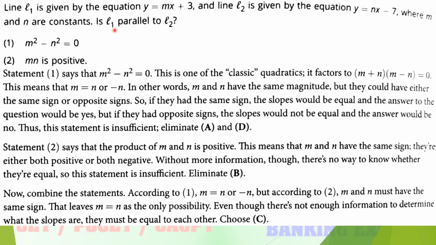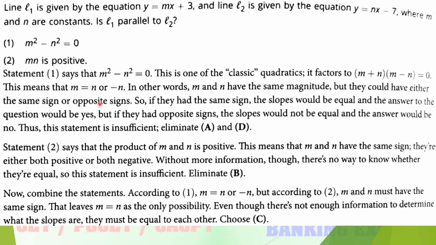So next, combine together the first statement as well as the second statement. From the first statement, we are getting two answers, that is m is equal to n and m is equal to minus n. From the second statement, both are positive or both are negative. So from that you can tell that m is equal to n only.